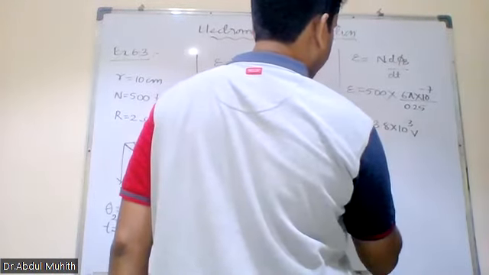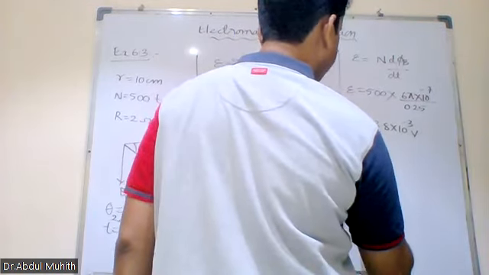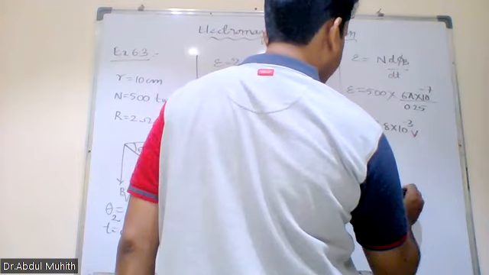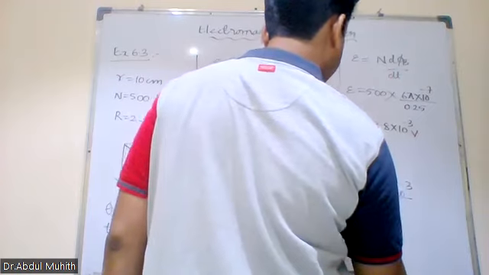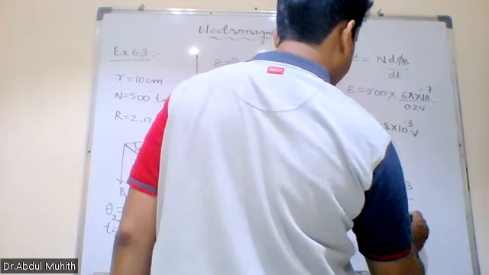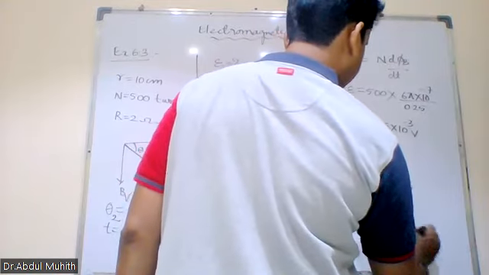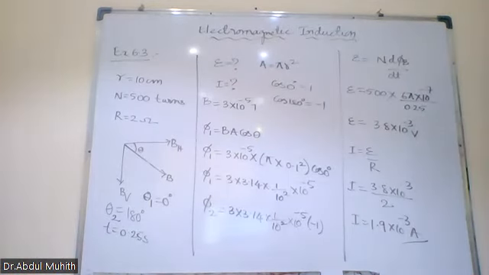And what is I? I is equal to E by R. E is 3.8 into 10 to the power of minus 3 divided by the resistance. Resistance is 2 ohms. So the answer is 1.9 into 10 to the power of minus 3 amperes, milliamperes. That much is the current induced. Is that clear now, Abid?